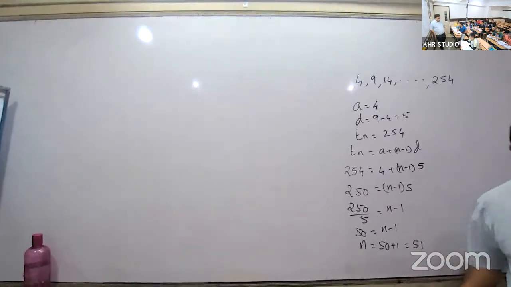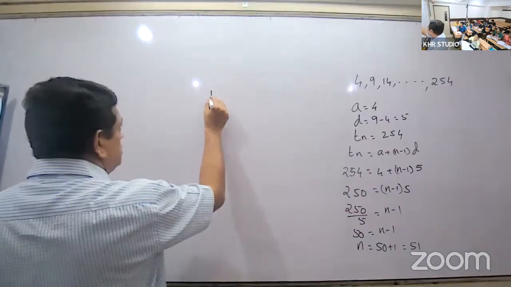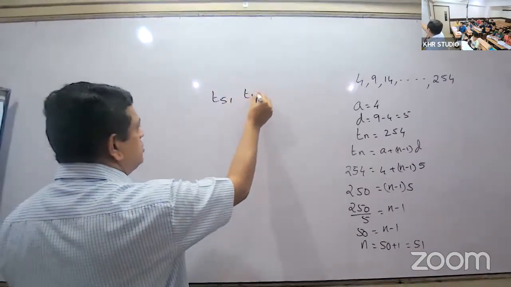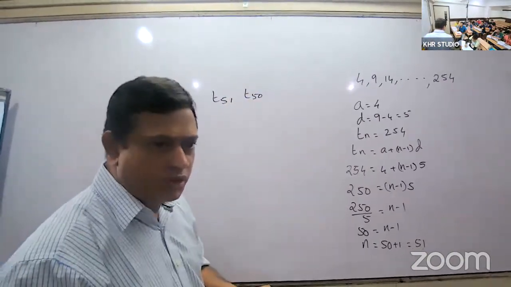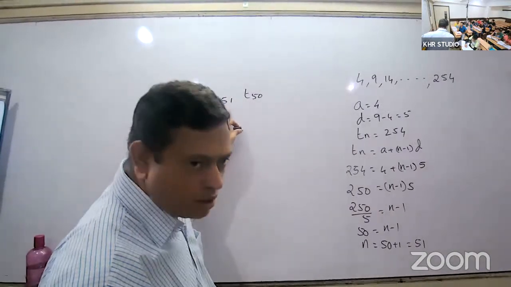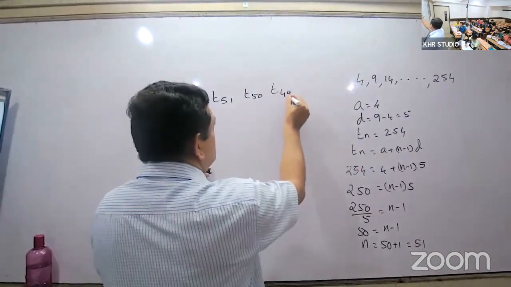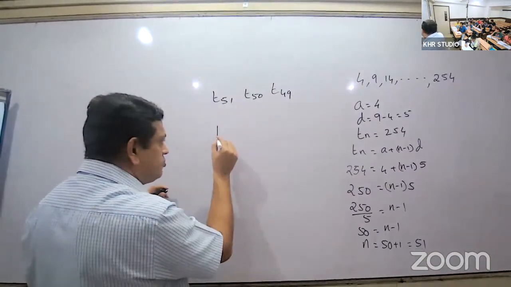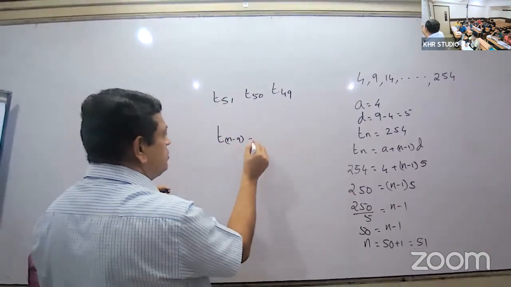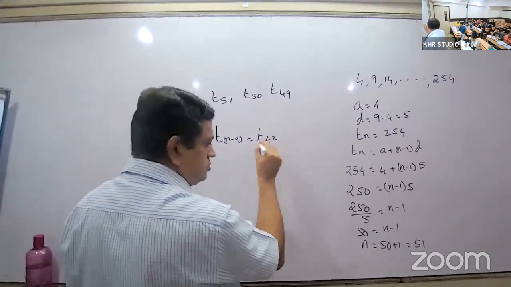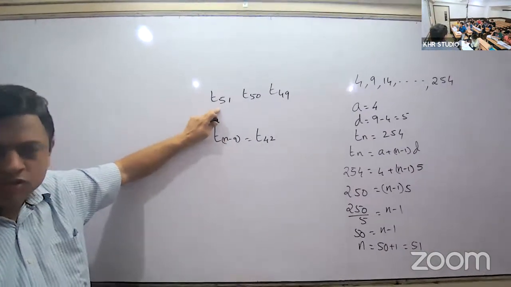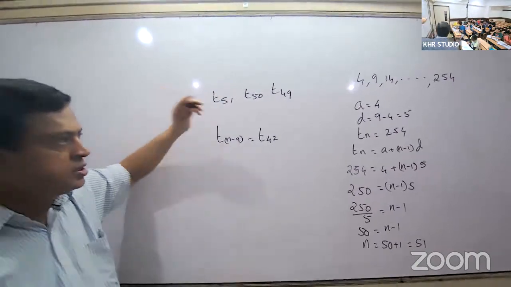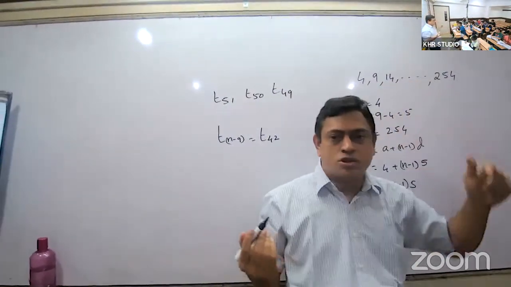Count. You will not understand unless you look here. T51 is the first term from the end. What is T50? The second term from the end means 51 minus 1. T49 is the third term. The 10th term from the end is Tn minus 9, that is equal to T42. Simply, you can calculate T41 and all, but check which one is coming. This is the first term.